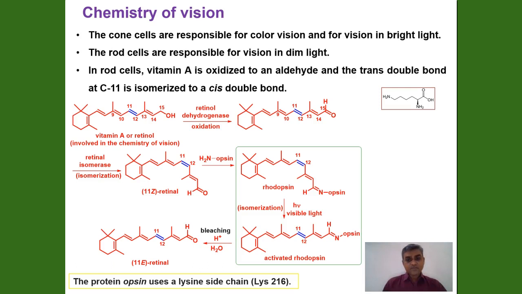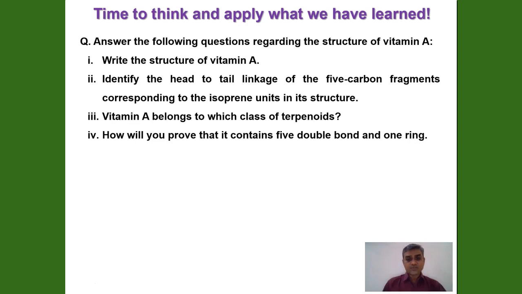Now, after completing this discussion on vitamin A, it's time to check our progress by solving some problems on vitamin A. So here some of the problems are listed. In this problem, a student is asked to write the structure of vitamin A. Then the application of the isoprene rule is to be demonstrated by identifying the 5 carbon atoms of the isoprene unit and how they are connected head to tail. It belongs to which class of terpenoid, and how it is proved that it contains 5 double bonds and 1 ring. We have already discussed this in the initial stage of our lectures.